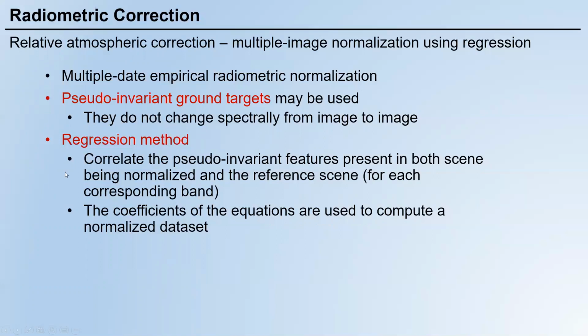So we use a regression method, okay? Correlate the pseudo-invariant features present in both the image being normalized and the reference image. Like I said, if in a specific remote sensing image the reflectance of that parking lot changed, you may say there must be something wrong. We need to do atmospheric correction for this image because the reflectance of the parking lot is not correct.